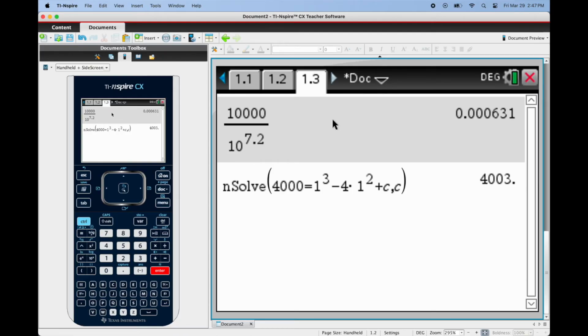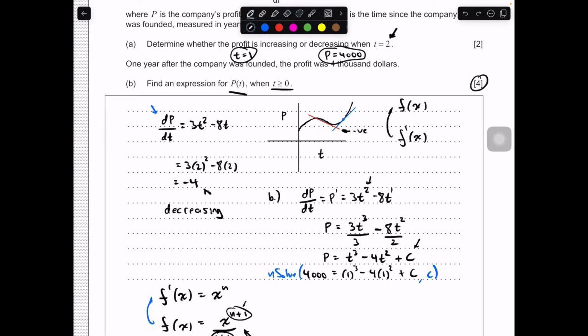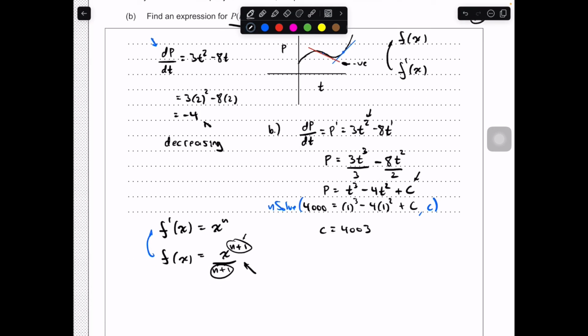Let's go back to the document here. C is equal to 4,003. So let's write out the whole equation. We know that c is equal to 4,003. So profit as a function of time is equal to t cubed minus 4t squared plus 4,003. And that should be our profit.